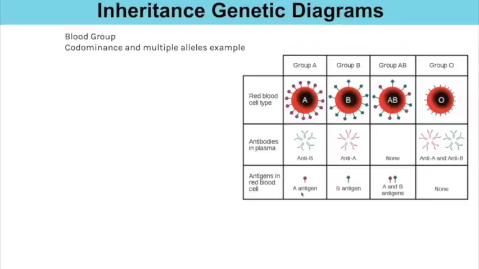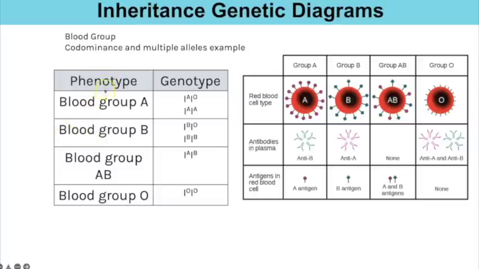Looking at the inheritance of blood groups is an example of multiple alleles and codominance. So here we have the phenotypes that are possible of the different blood groups. Now you don't need to know this. If they wanted you to work out anything to do with blood groups, they would have to give you some information so you could work it out. It's not on the spec, you have to know the blood groups. It's just a really common example to test your understanding of codominance and multiple alleles.